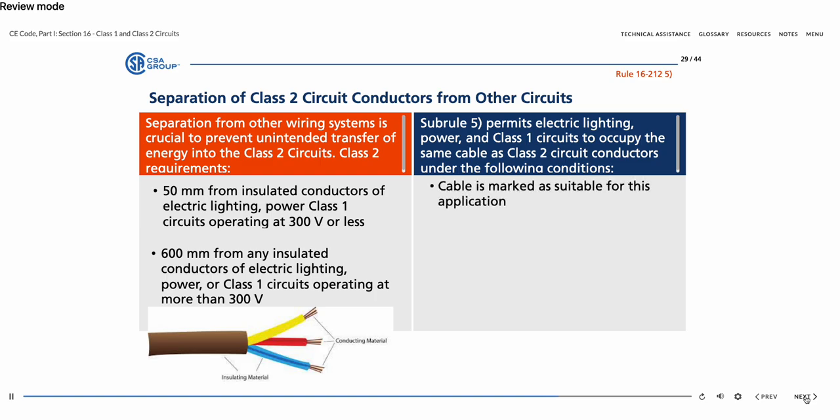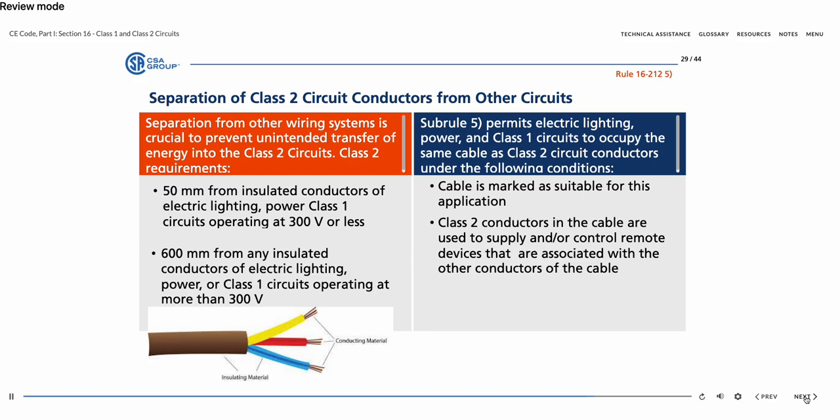The cable is marked as suitable for this application. The Class 2 conductors in the cable are used to supply and/or control remote devices that are associated with the other conductors of the cable. The conductors are insulated for the maximum voltage of any conductor in the cable.